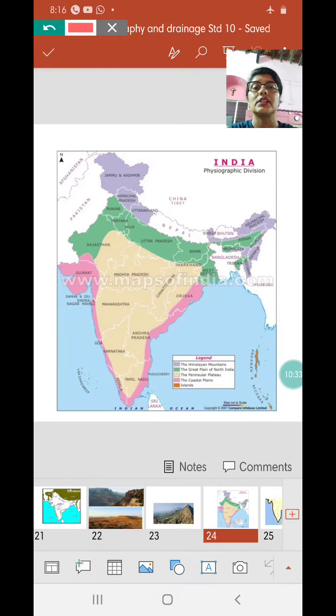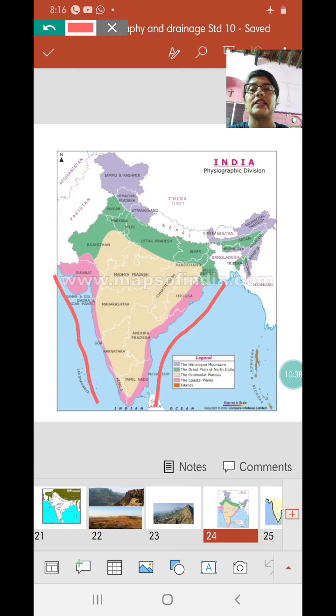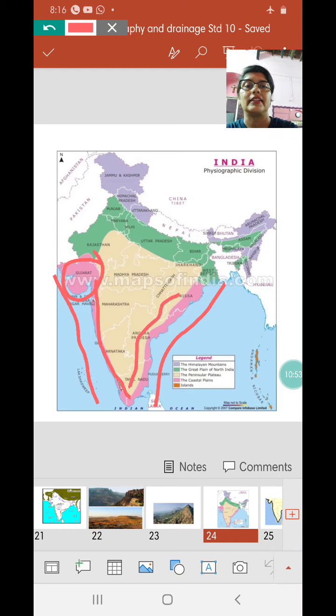The eastern coastal plains are running parallel to the Bay of Bengal, and the western coastal plains are running parallel to the Arabian Sea. Looking at the width of these two plains, barring this Gujarat plain, look at the plains here. They are very narrow plains. On the other hand, the eastern coastal plains are much broader. Eastern coastal plains are formed by the deposition of the alluvium brought and deposited by the east flowing rivers.